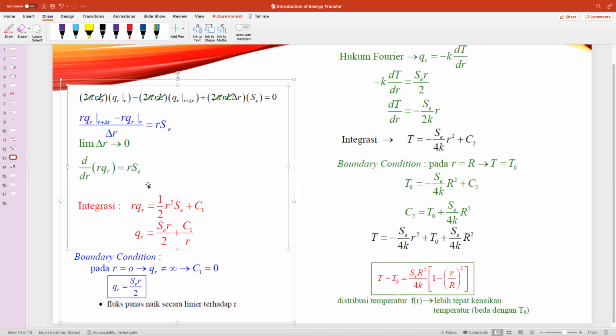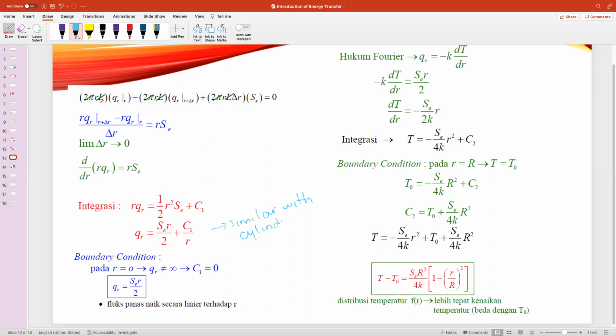With the integration, you can have the integration like this. It's very similar to the cylindrical tube case. So remember, if you have a boundary condition like this, like C1 divided by R, always remember that this value is finite.